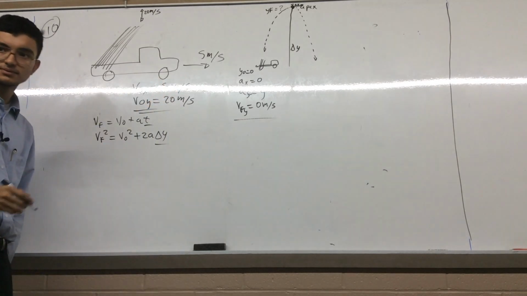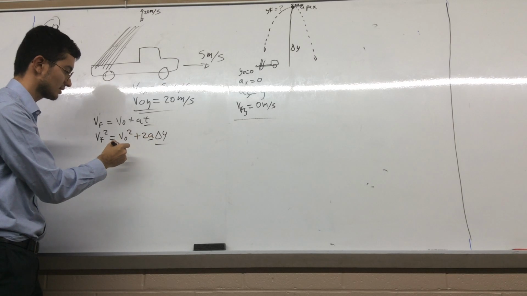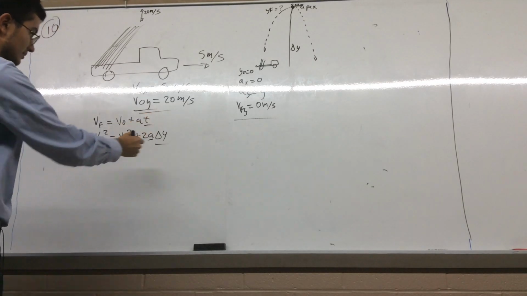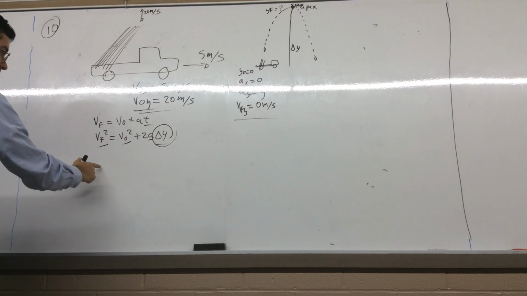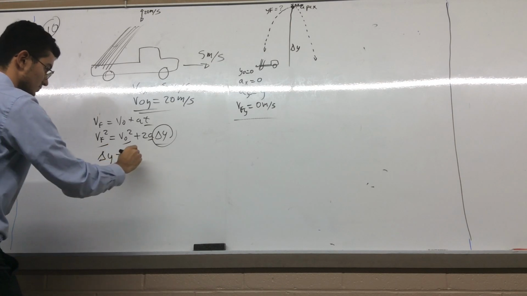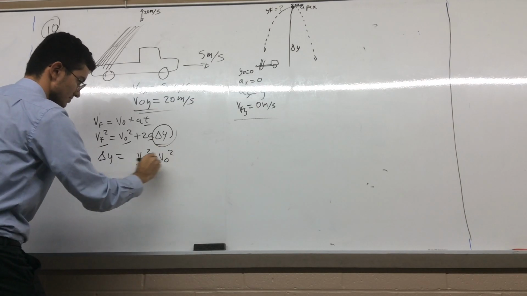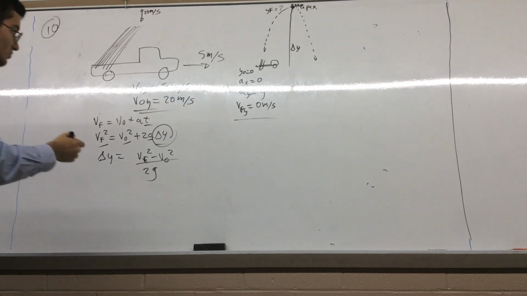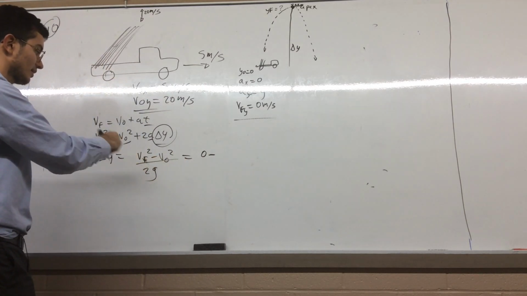And immediately we have delta y in that equation. We don't have time. We don't have to worry about time. But we do have acceleration. We have v0 and we have v final. So we have to solve for delta y because we want to find the maximum height. So delta y is equal to vf squared minus v0 squared divided by 2 times a. a is g. Okay, we just substitute the values. v final is 0, and then we have v0 squared, right?